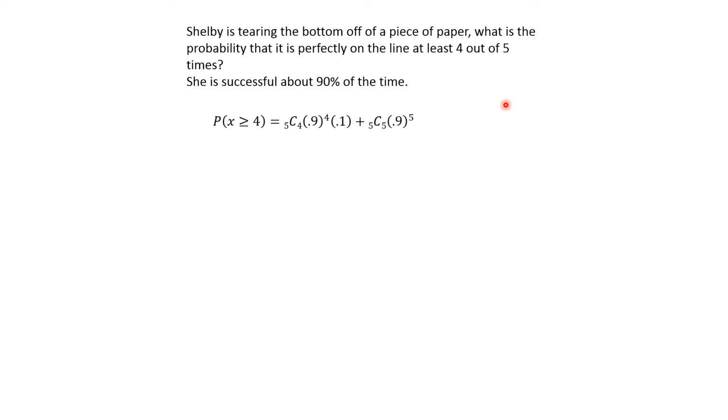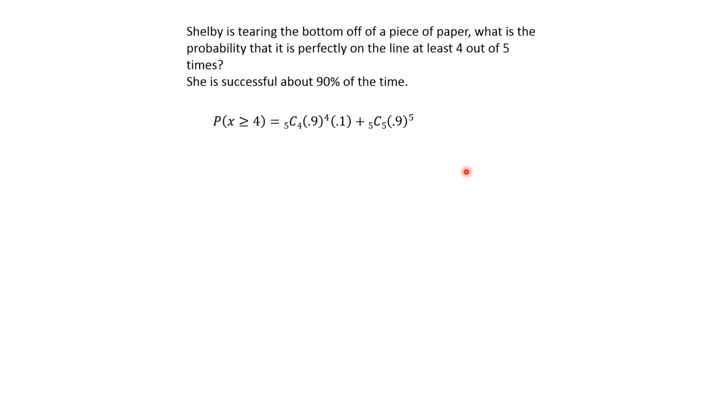We have the probability that x is greater than or equal to 4. You could have put x equals 4 or 5 if you really wanted to. We have the 4: 5 choose 4, 0.9 to the 4th times 0.1, then plus the 5: 5 choose 5 times 0.9 to the 5th. 5 choose 5 is just 1, so this is just 0.9 to the 5th, because there's only one way you can rearrange 5 successes out of 5 things.